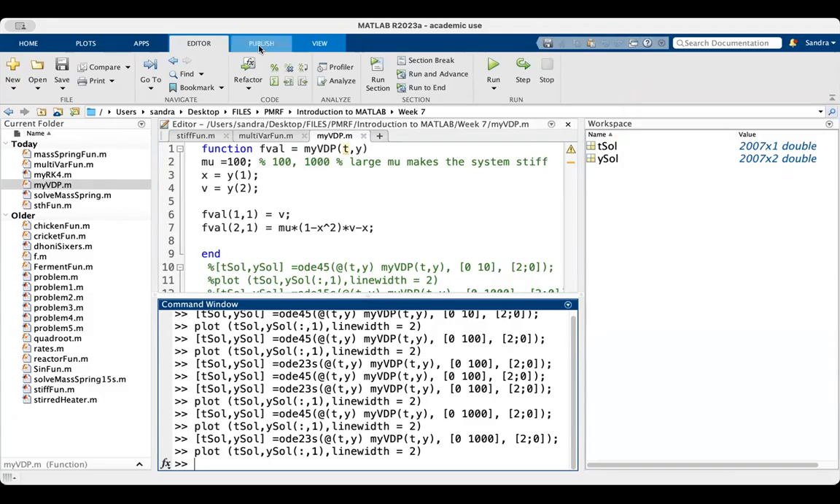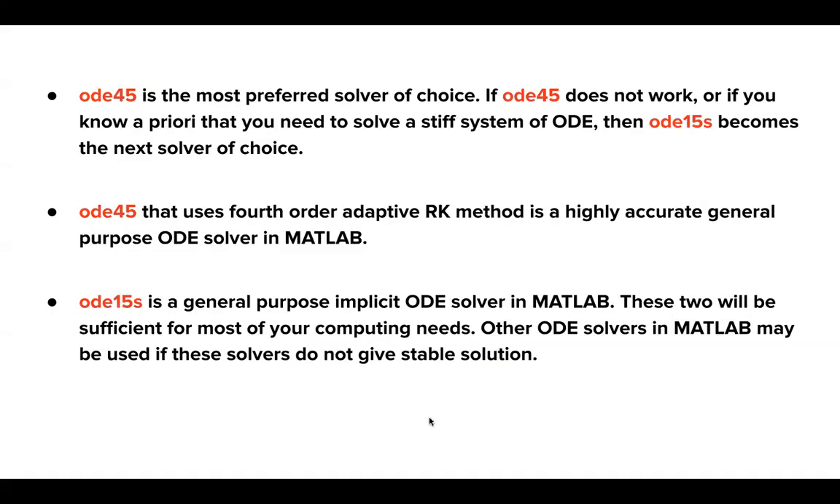Okay. If no further questions, let me move on to the next section. So ODE45 is the most preferred choice. If ODE45 does not work, or if you know beforehand that it may not work or your system is a stiff system, then ODE15s becomes the next solver of choice, or ODE23s.